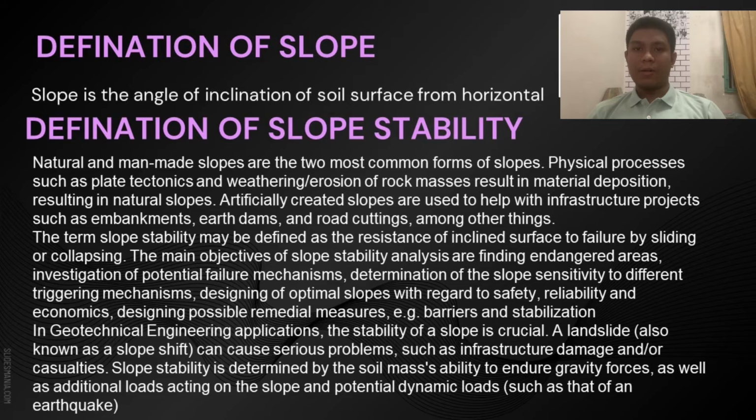And this video is about a case study in geotechnology. First, I'm going to talk about the definition of slope. Slope is the angle of inclination of soil surface from horizontal. Next is the definition of slope stability.